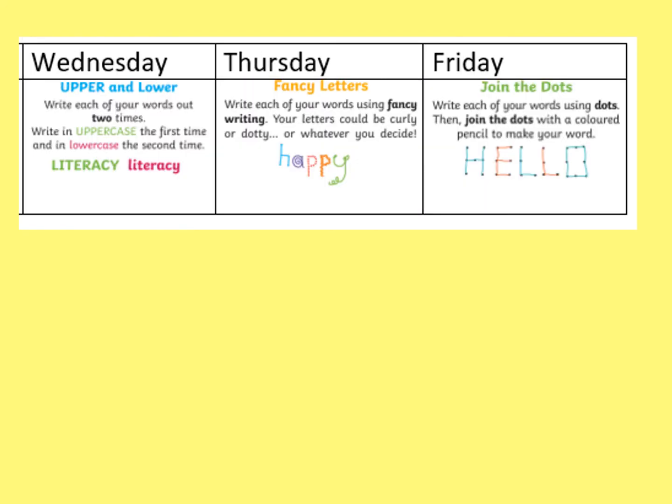Wednesday's task using your spelling list is upper and lower. Write each of your words out 2 times, in uppercase the first time and lowercase the second time. On Thursday, fancy letters. Write each of your words using fancy writing. Your letters could be curly or dotty, whatever you decide. Friday, join the dots. Write each of your words using dots, then join the dots with a coloured pencil to make your word.